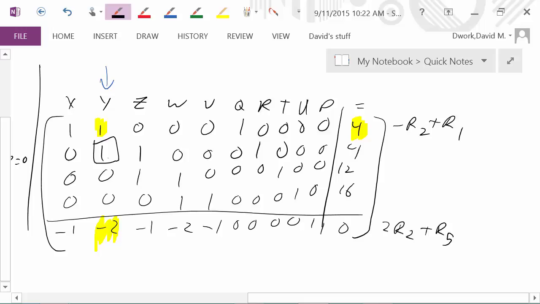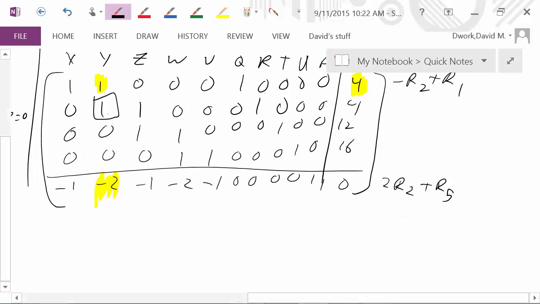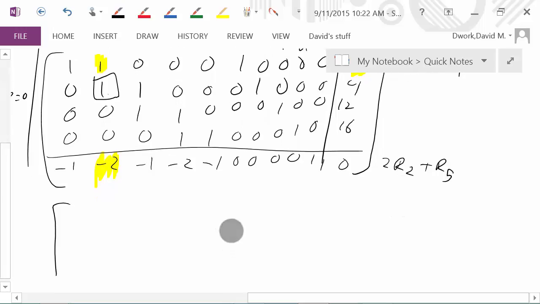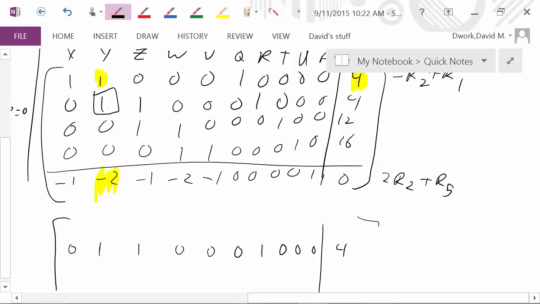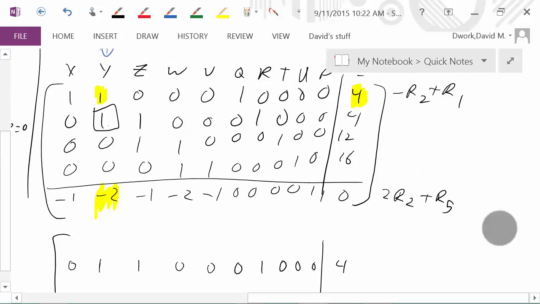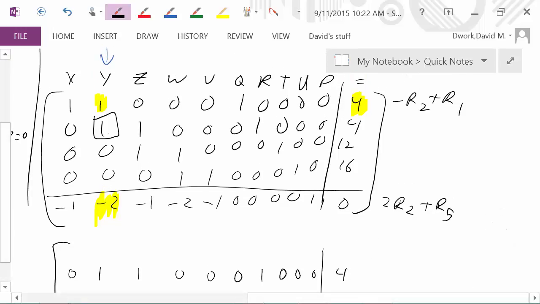Okay? So now, when I do this, my row 2 is not going to change. It's going to stay the same because my whole goal was to get zeros above and below. I didn't want to change that number. So to get above, what did we say? We were going to do negative row 2 plus row 1.